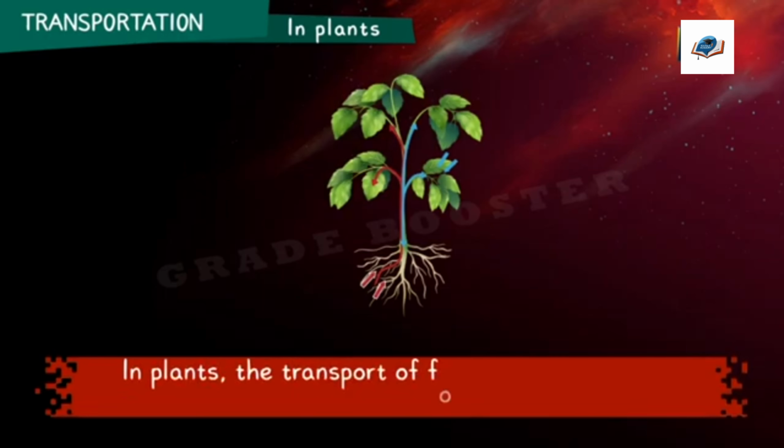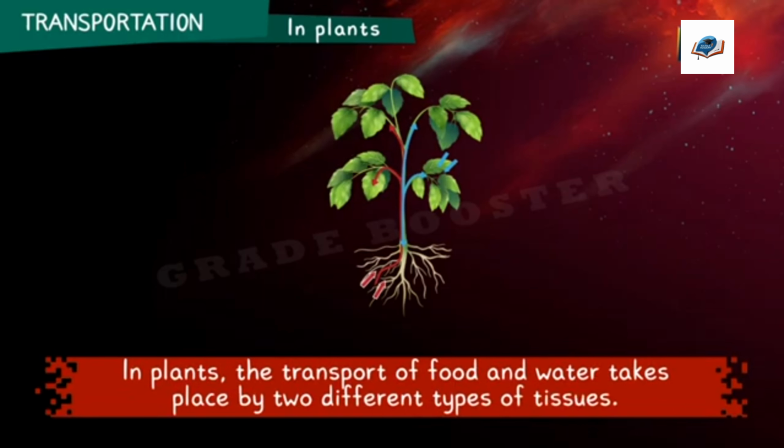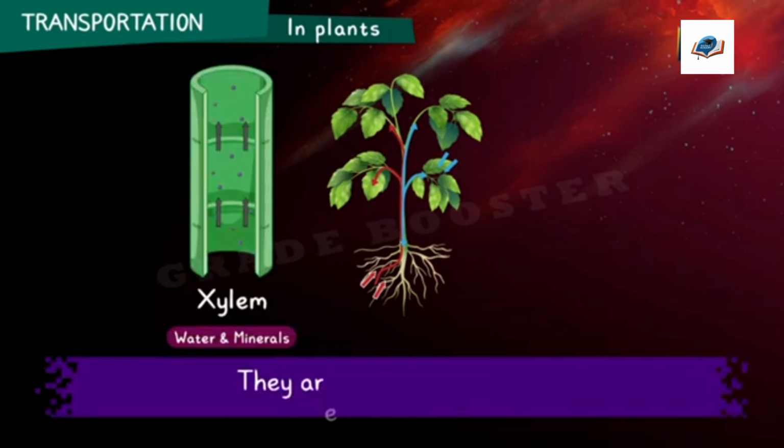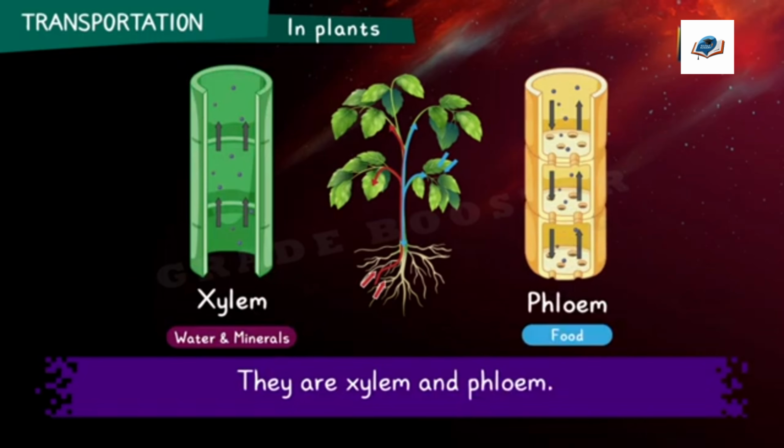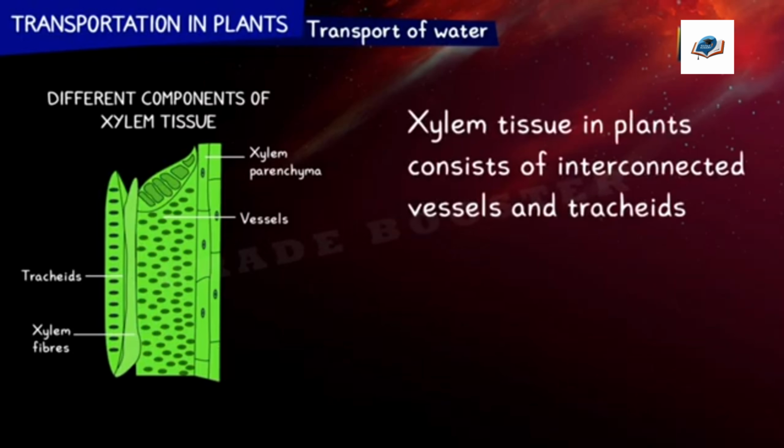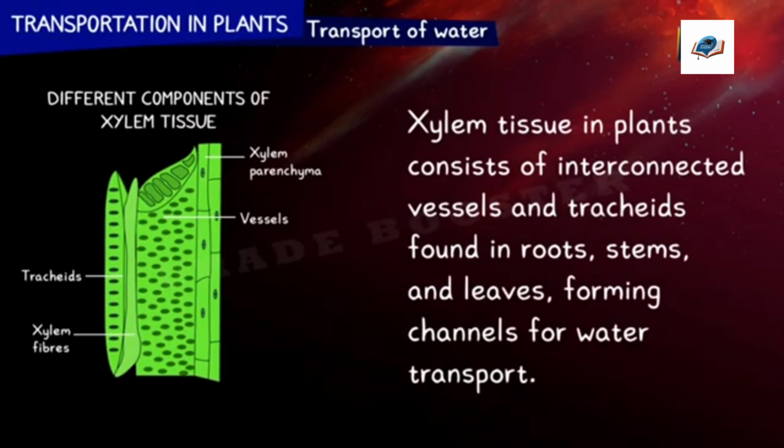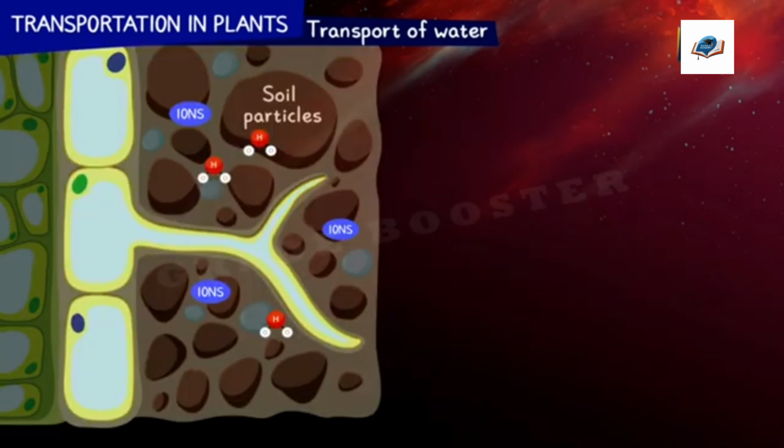In plants, the transport of food and water takes place by two different types of tissues. They are xylem and phloem. Transport of water. Xylem tissue in plants consists of interconnected vessels and tracheids found in roots, stems and leaves, forming channels for water transport. Now we will see how the water enters into the roots.